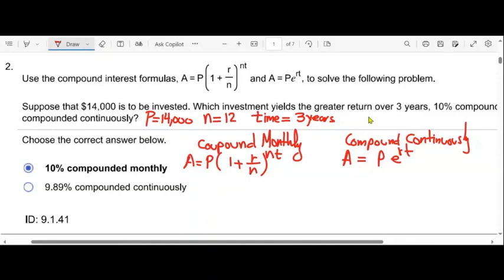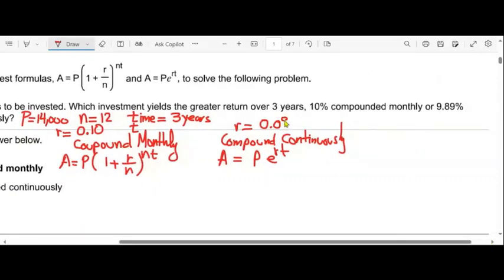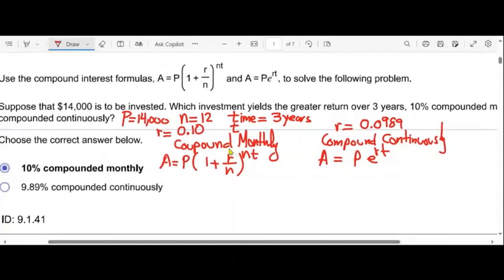And is there any other information we need? We already have the P, we have the N, we have the T, and we need the R, right? So how much is the R for monthly? The interest? It's 0.10, correct? How much is the R for compound continuously? It's 0.0989. Okay? So now I wrote everything.